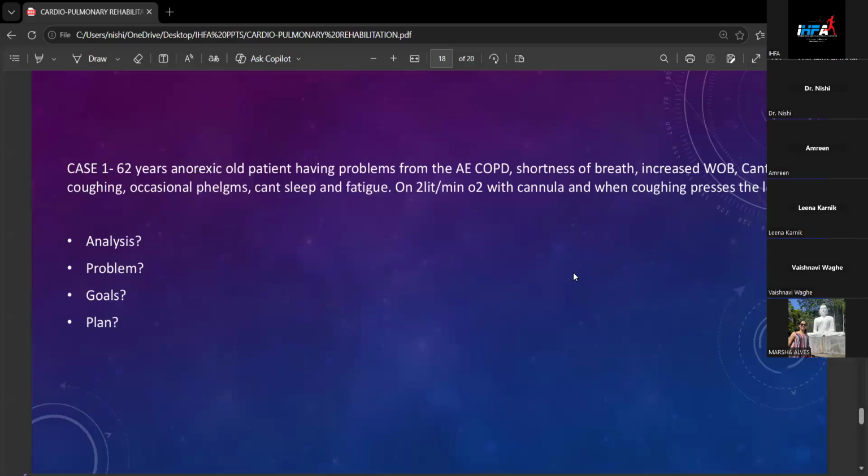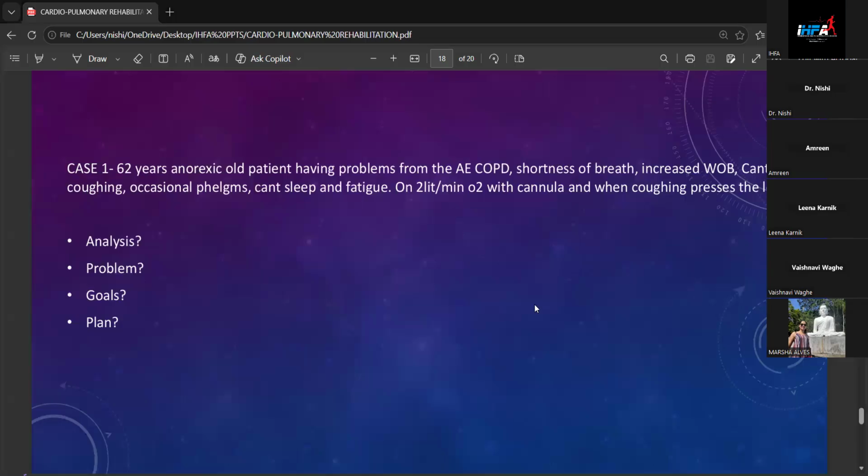For shortness of breath, we can give pursed breathing. Perfect. Pursed breathing and dyspnea relieving rehabilitation. Why pursed breathing? Because pursed breathing creates a positive pressure, and that positive pressure will help to keep your alveoli open for a very long time so that the air can come out. Pursed breathing, dyspnea relieving exercises. Perfect. Second, for constant occasional phlegms, even if the cough is coming, what are the different techniques you would use?